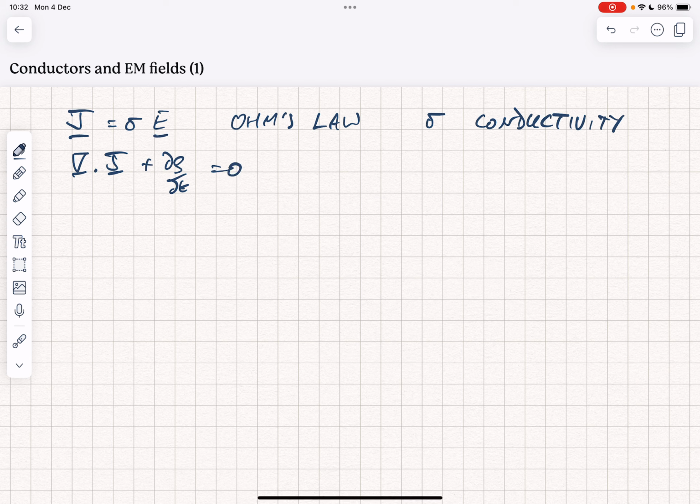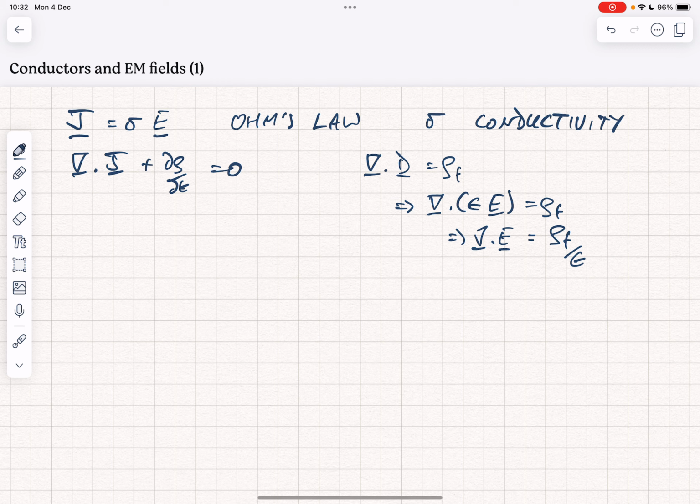Again, it's based on the fact that in this universe that we have in front of us, charge isn't created or destroyed. That gives us the continuity equation. And we're going to assume that we're in a linear material, in which case we can write that the divergence of D, which is the free charge, which is what we're going to be interested in, is the divergence of epsilon E, and that's going to equal rho free. So the divergence of E is rho free over epsilon in this case.